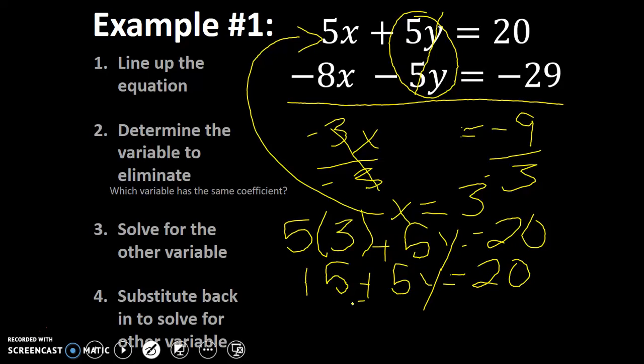Subtract 15, so I get 5y equals 5, divide by 5, and I get y equals 1. So my final answer, right over here to the side since we're running out of room, is (3, 1), written as an ordered pair. Simple enough. Let's try another example.